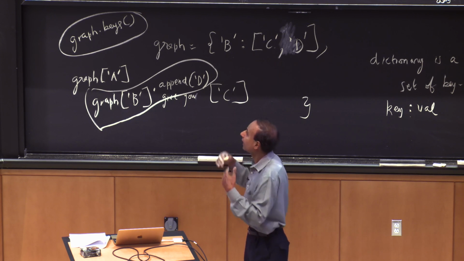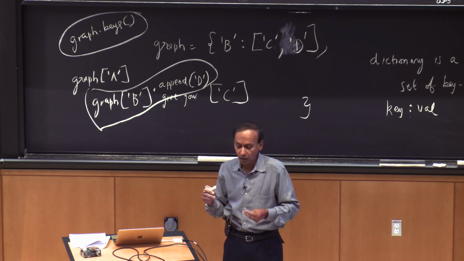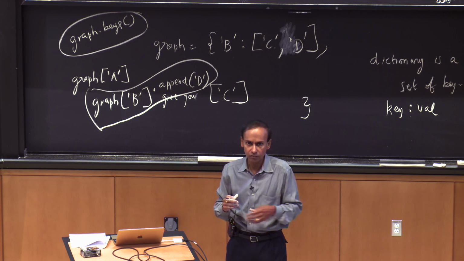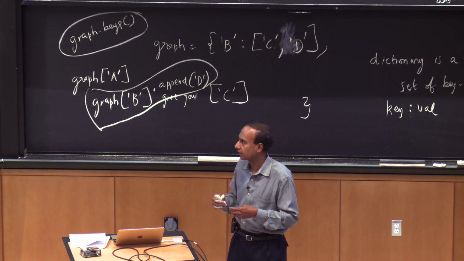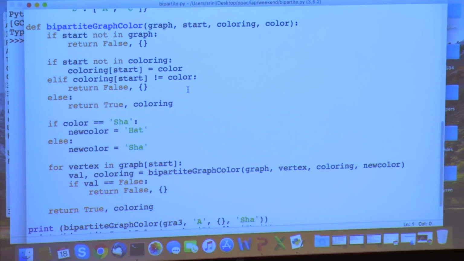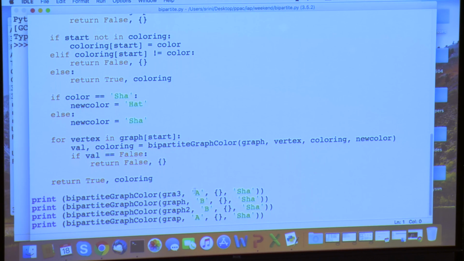Right? So you obviously want to start with some node in the graph, and you're going to color it with a particular color, call it red. I think I had shaded and hatched here. So SHA stands for shaded and hatch stands for hatched. But you can use what you want. So if you see the invocation here, bipartite graph color, graph 3 starts with a node.